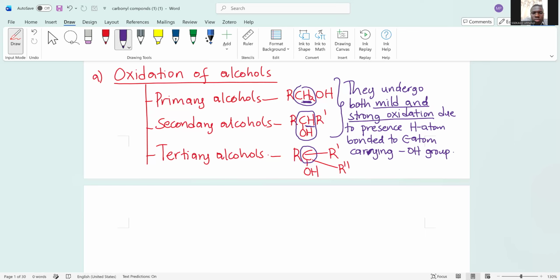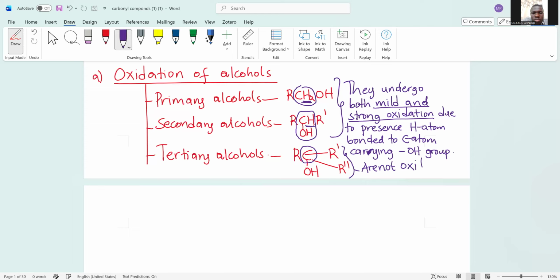Now, remember from our previous session, that hydrogen atom reduces the oxidizing agent as the alcohol is being oxidized. So they undergo oxidation due to the presence of a hydrogen atom bonded to the carbon carrying the hydroxyl group.